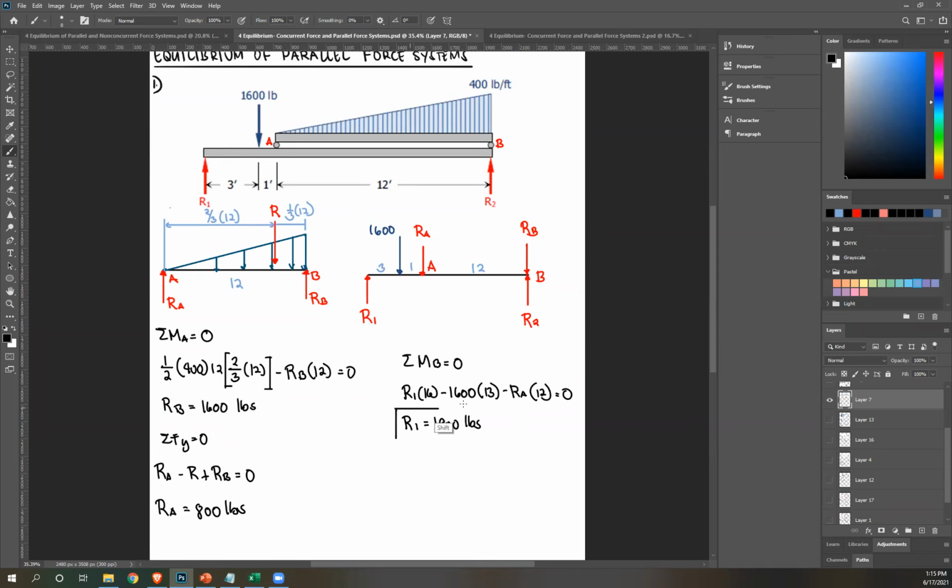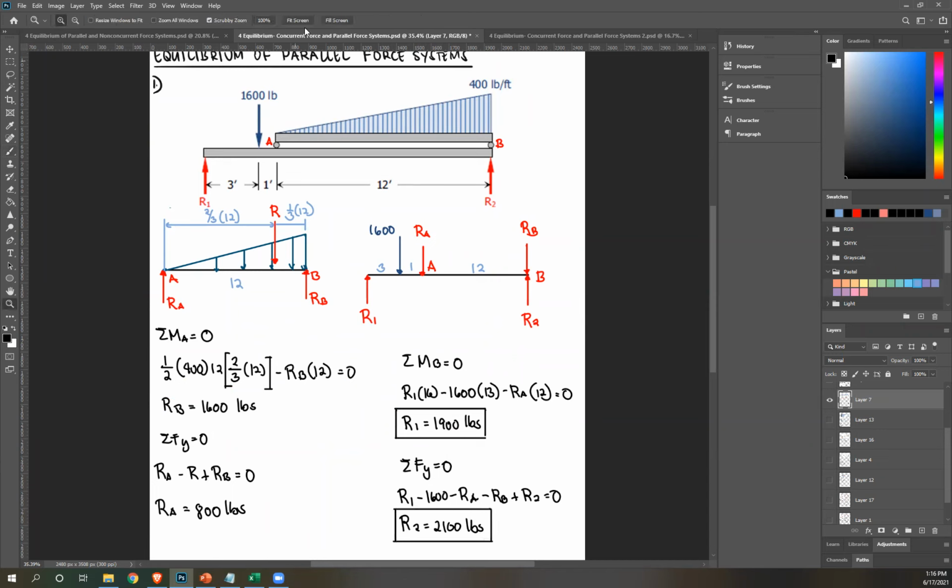Okay? And then to solve for R2, you can just use summation of forces equals 0. So R1 upward, positive, negative, minus RA is also downward, so minus RB. Then R2 is upward, so plus R2 equals 0. Considering R1 is 1,900, I can solve for R2. And R2 is just 2,100. Okay, and that's your answer.